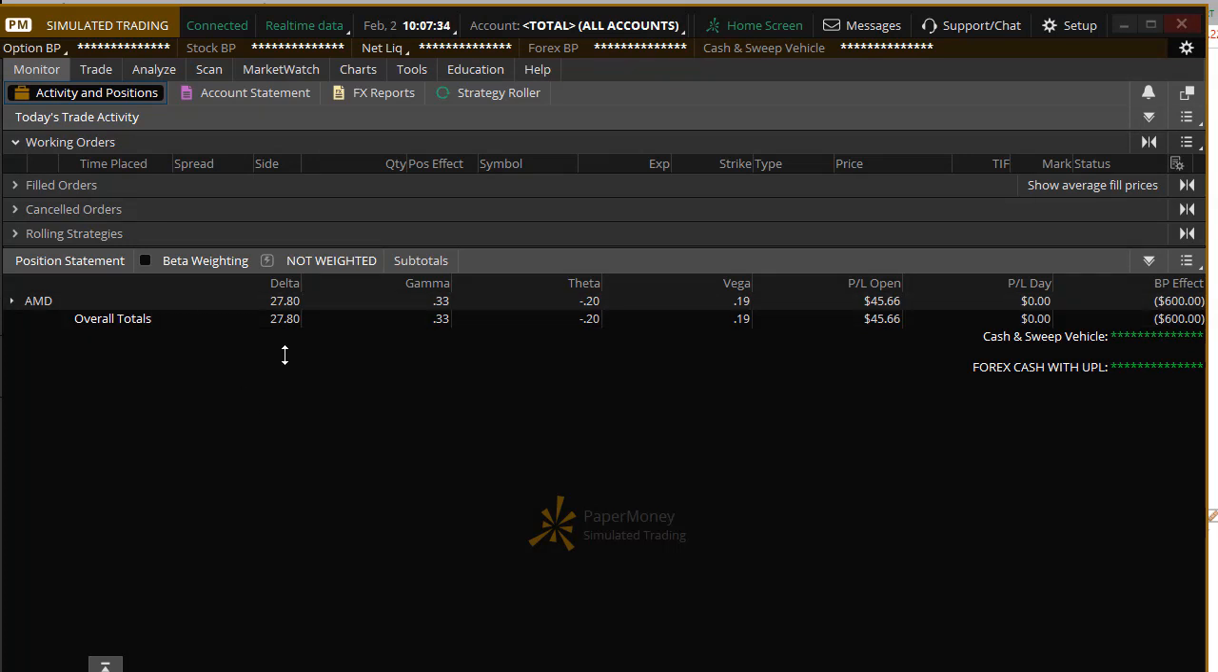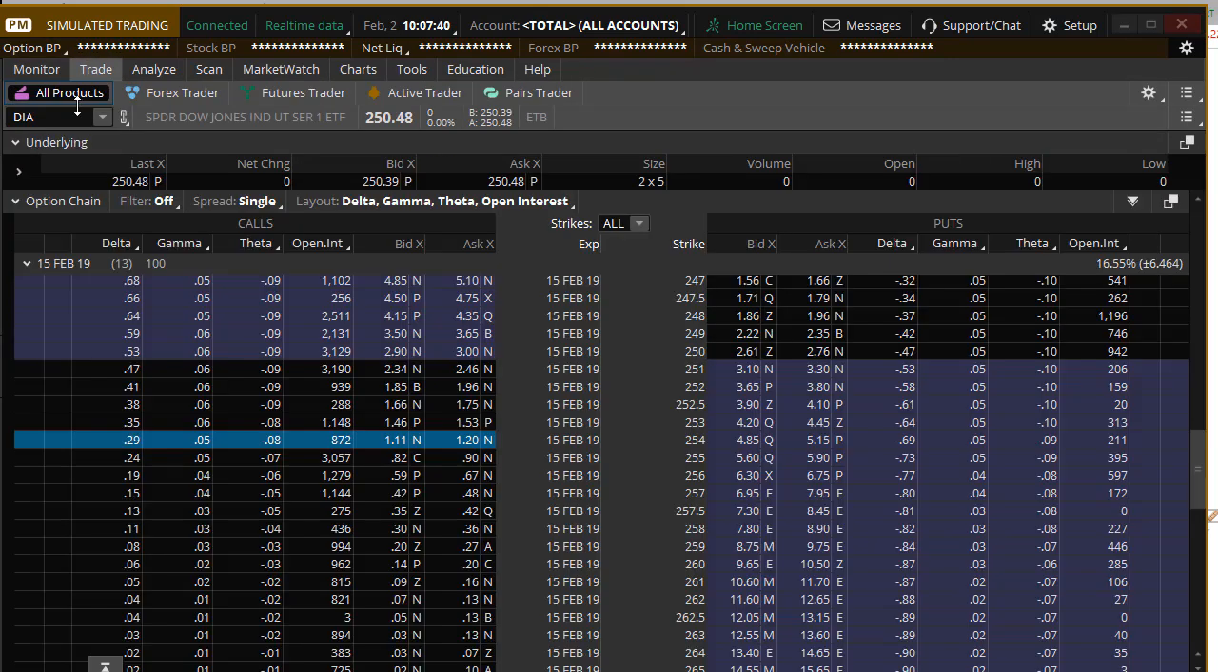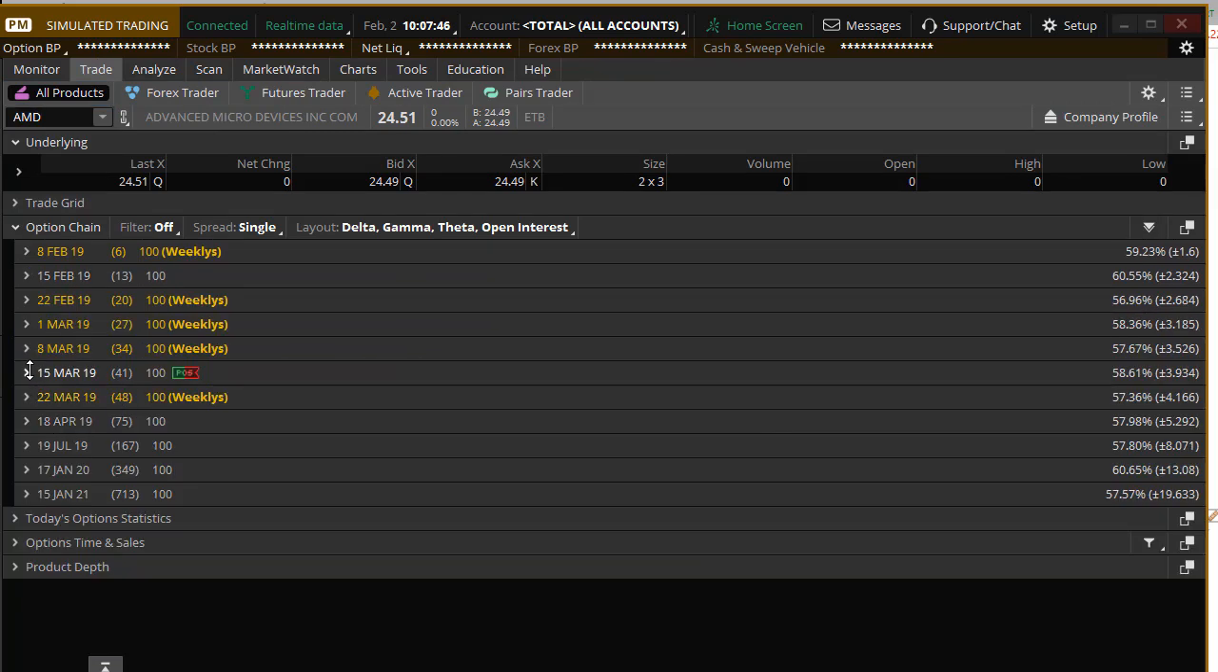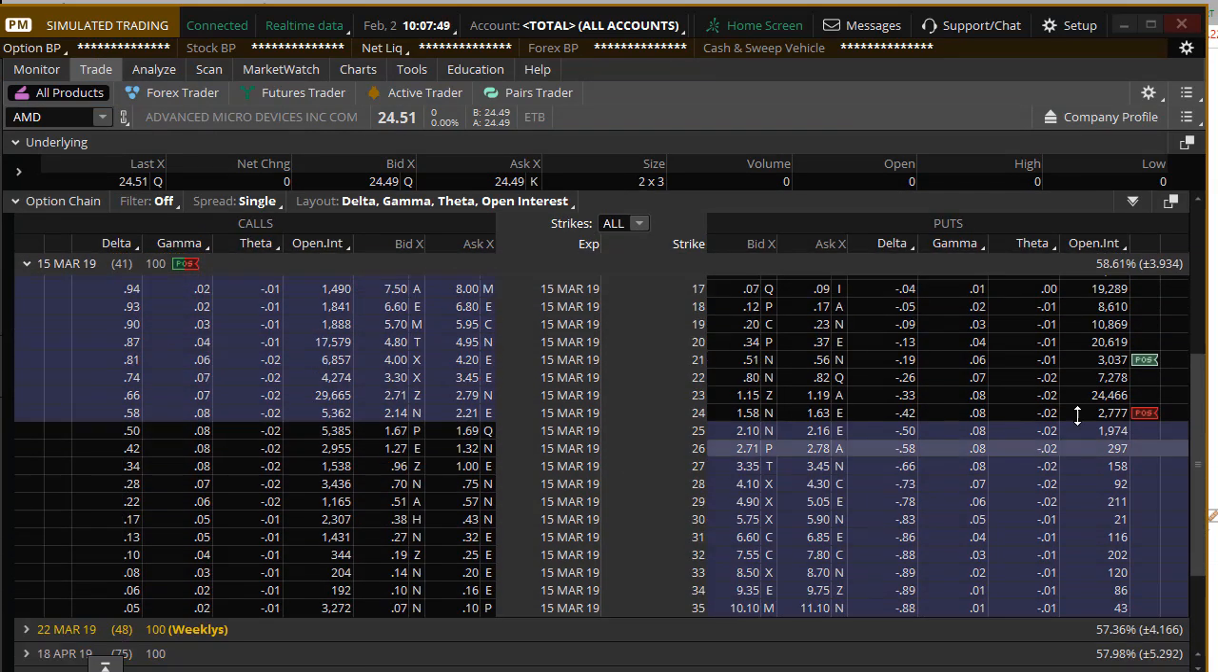How could I only have 27 long deltas in this trade? Well, if we look at the trade itself, what do we have in the position? We have this delta here that we sold. Okay, so we have 42 deltas here. We have this delta here that we bought.